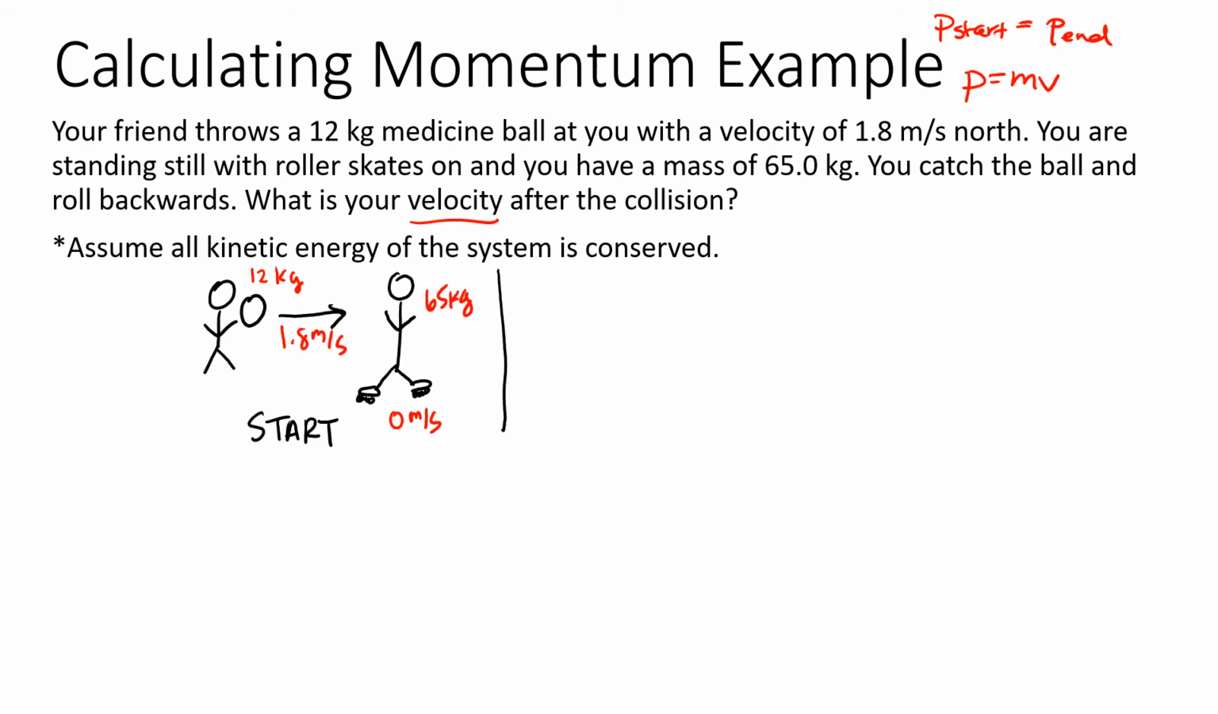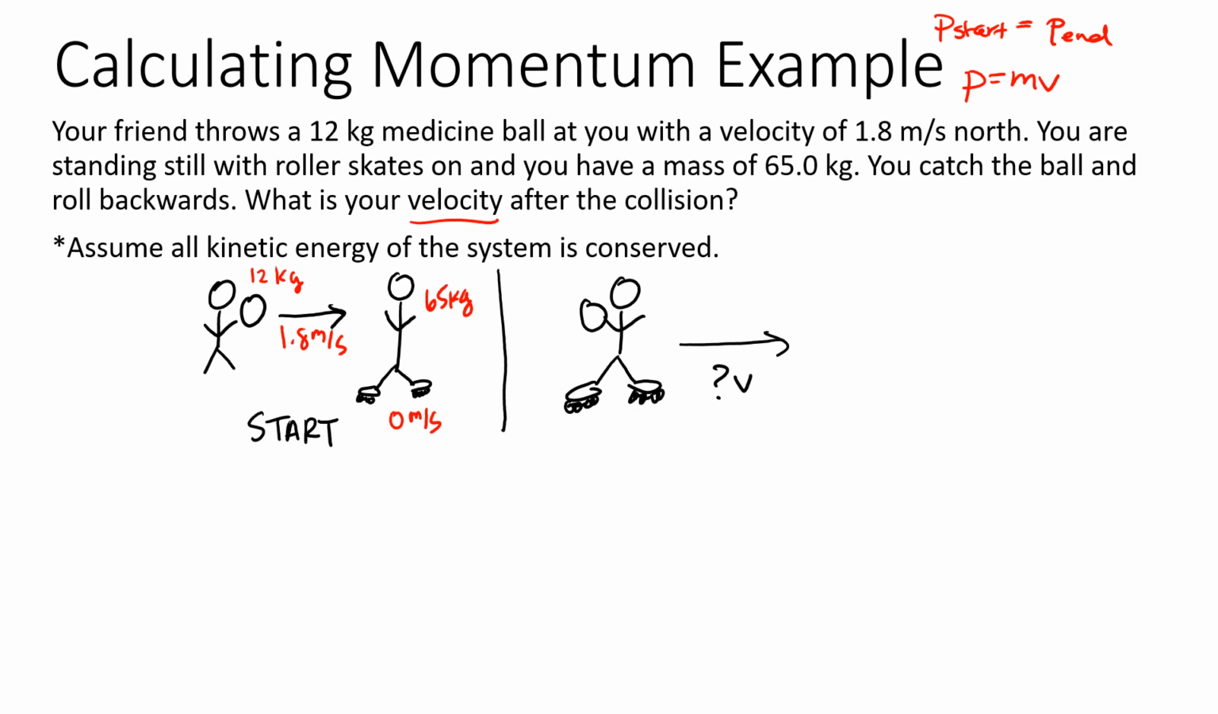After the event, you catch the ball. So it says up here, you catch the ball. So now we just have you. Okay, you still got your roller skates on. Okay, and now you've caught the ball. It says, what is your velocity after the collision? Well, you're definitely moving now. So we have to try and figure out what velocity you have.